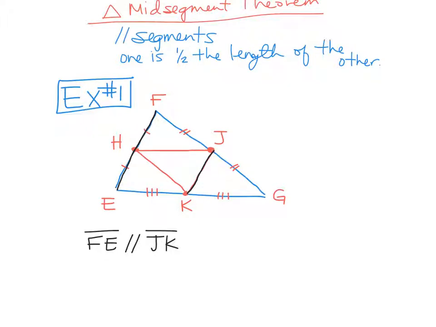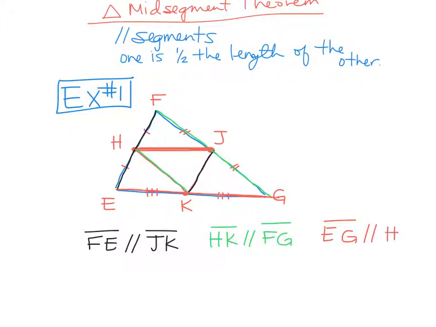How about what is parallel to HK? It would be FG, right? This side here is parallel, so HK and FG. And then your third one, what's parallel to EG? This line here, EG, is parallel to what? To HJ. So that's one of the things you're going to have to do, just identify the parallel sides.